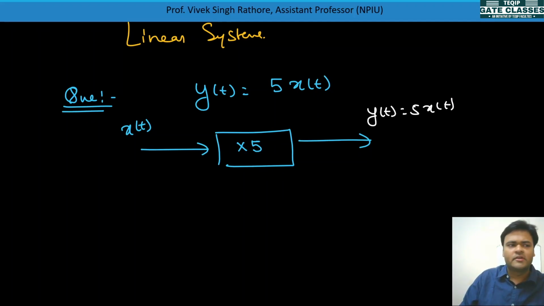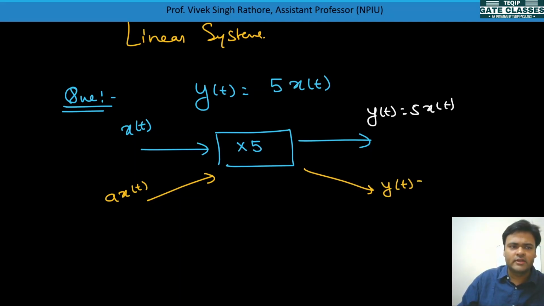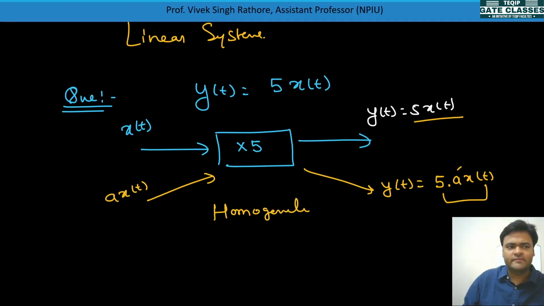Simple concept. So if you give a into x(t) to this system, it will just multiply 5 in front of it, so y(t) will come as 5 into a x(t). So can you say that it is 5x(t), and just a is multiplied? So now you can say that it satisfies the homogeneity principle.